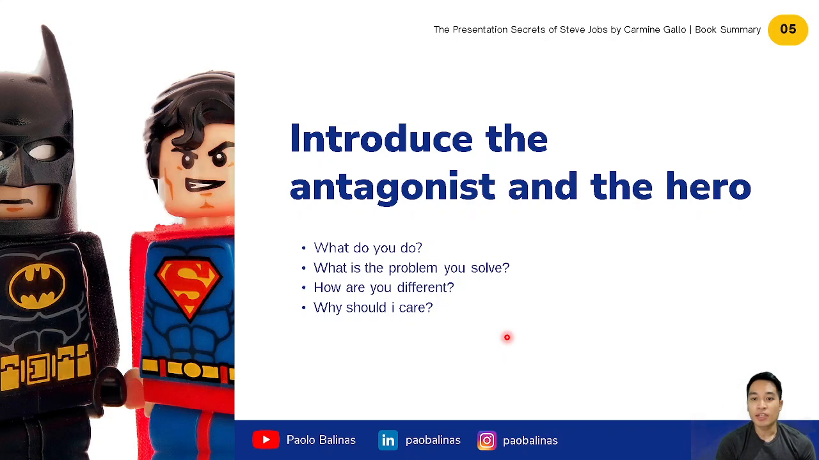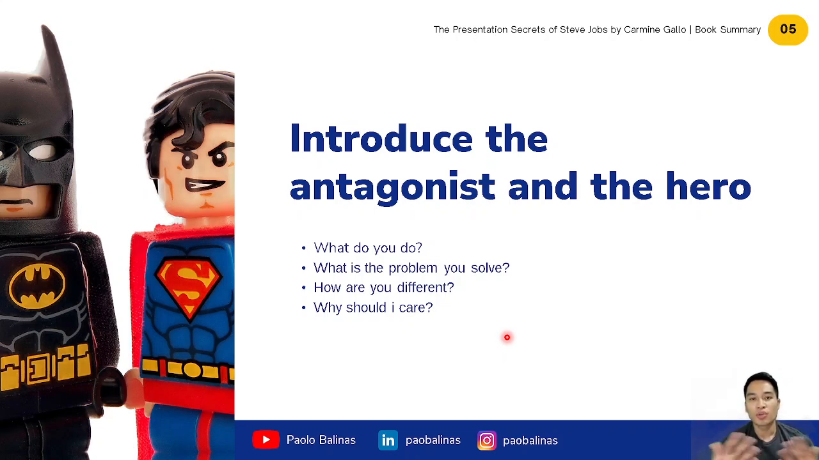The next one is introduce the antagonist and the hero. So Steve Jobs usually emphasizes the antagonist, the problem, the current situation, the current state, and then positions Apple, for example, as the hero, as the solution to all of these problems.